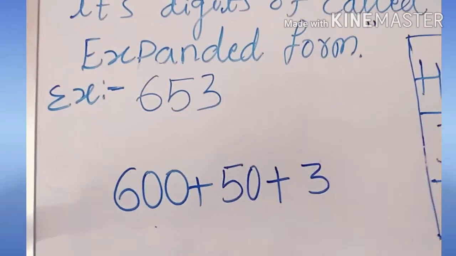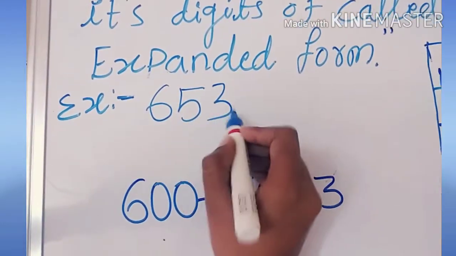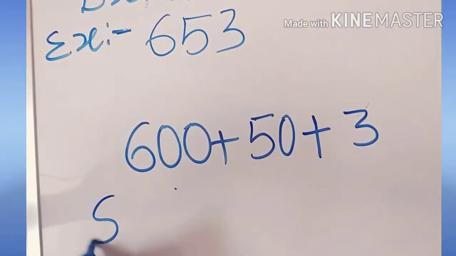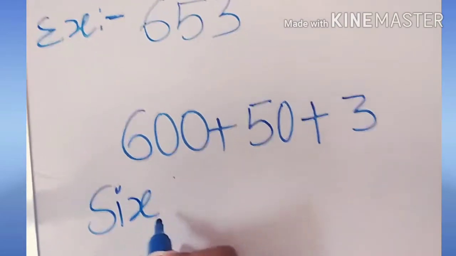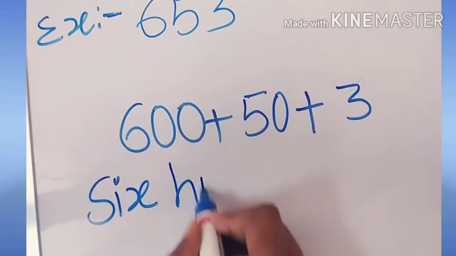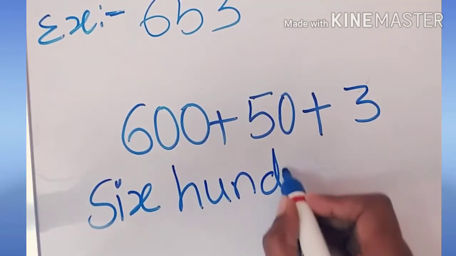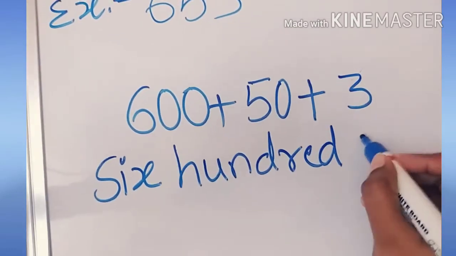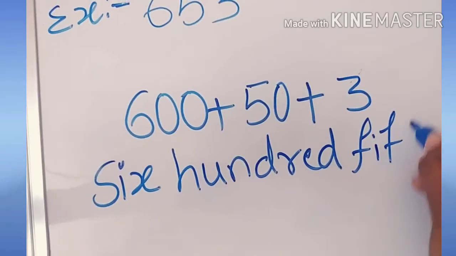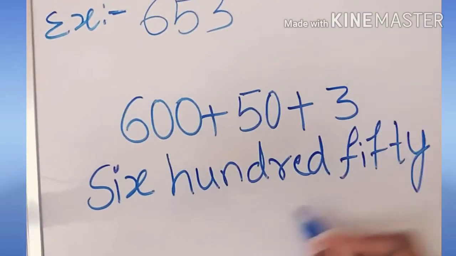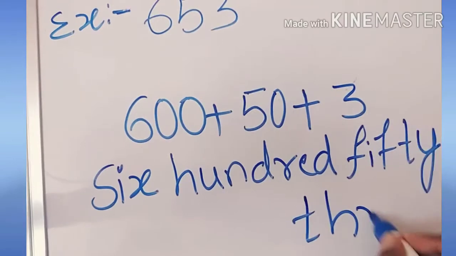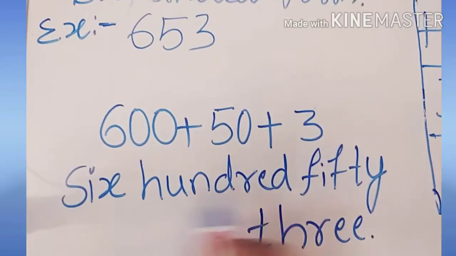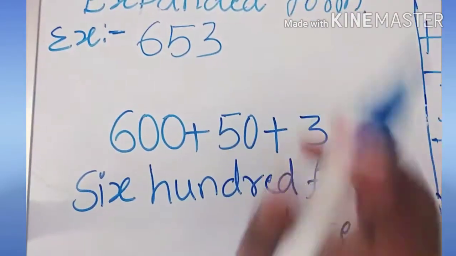653. Okay, 6. What is the spelling of 6? S-I-X. 600. H-U-N-D-R-E-D. 650. F-I-F-T-Y. 653. Understood children? This is the number name of 653.